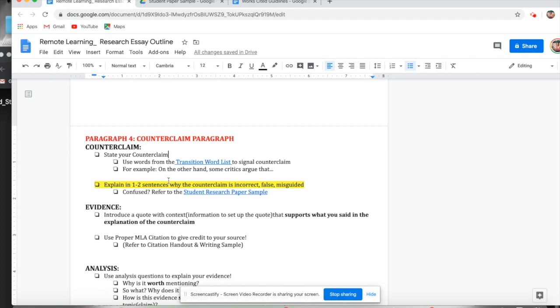And then here's what I highlighted right here. Then you're going to explain in 1 to 2 sentences why the counterclaim is incorrect, false, or misguided.